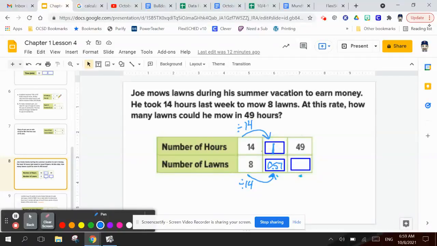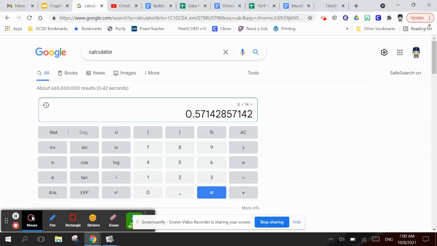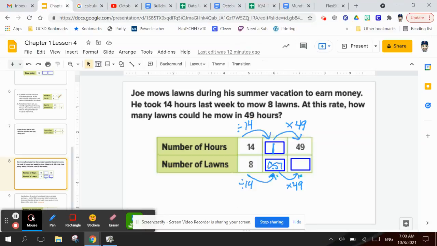So now I want to know how many lawns I can do in 49 hours. So again, I go from 1 to 49. So I have to multiply, 1 times 49 is 49. So I take that same number and multiply it by 49. I go back to my calculator. There's my number. I'm not going to change anything. I'm simply going to multiply by 49 and equal, and it tells me 28. So in 49 hours, he can mow 28 yards.